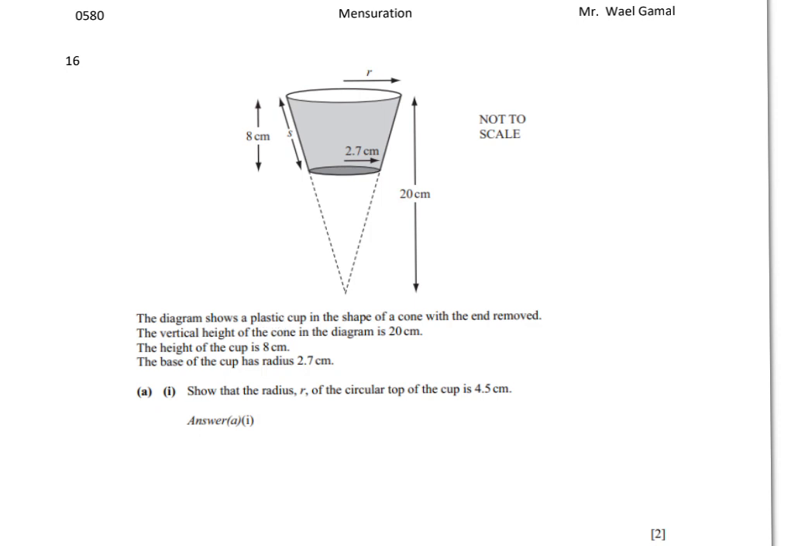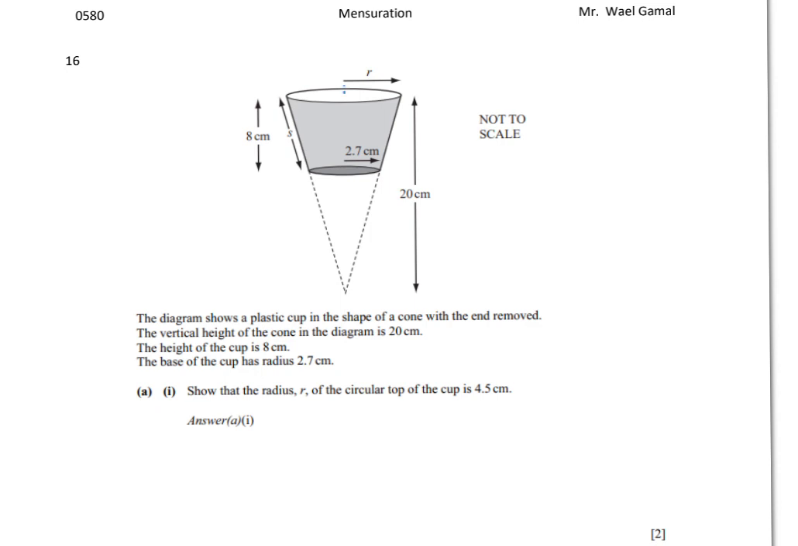The diagram shows a plastic cup in the shape of a cone with the end removed, so a cone but without the end. The vertical height of the cone is 20, the height of the cup is 8, the base of the cup has radius 2.7. Show that the radius of the circular top of the cup is 4.5. We need to prove that R is 4.5. Do we have similar triangles in this shape? Can we use similarity to prove that R is 4.5?